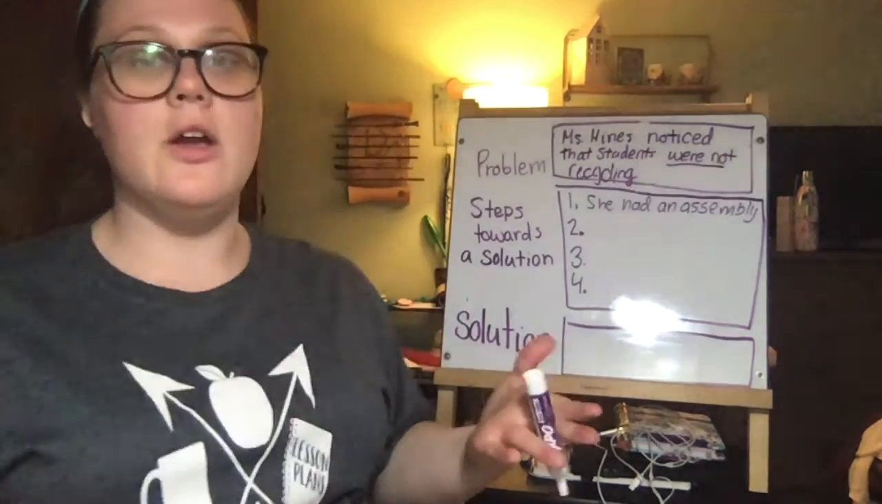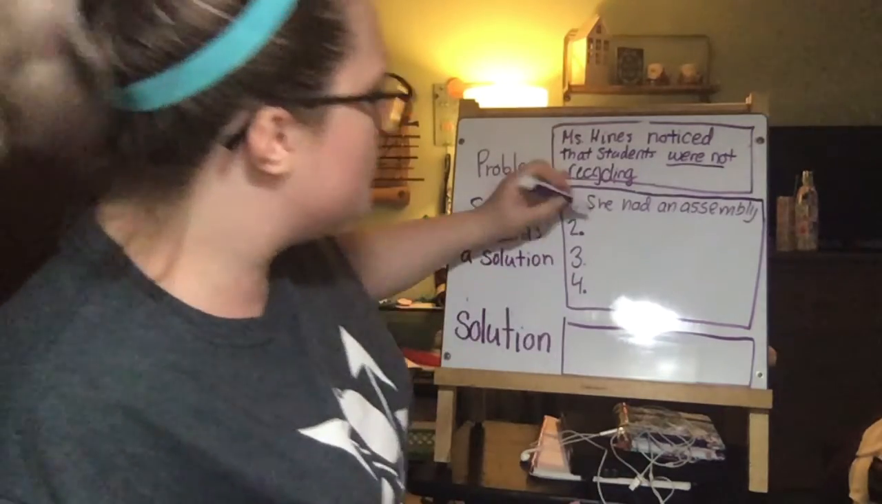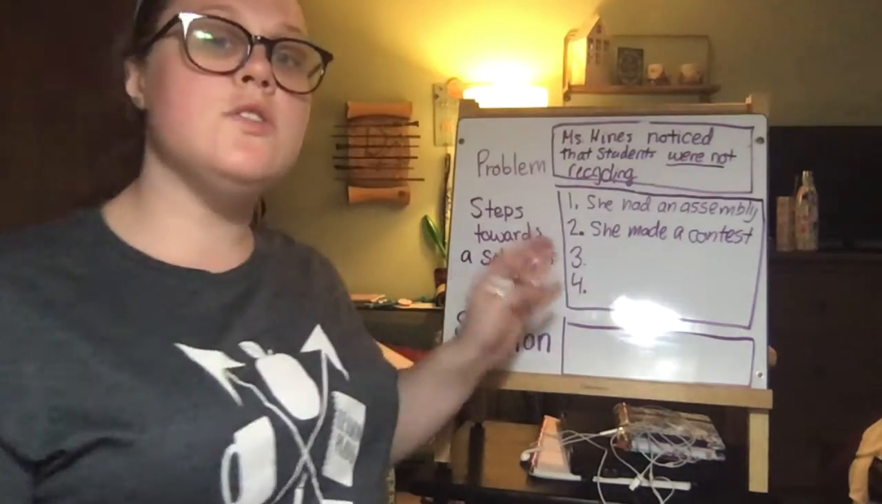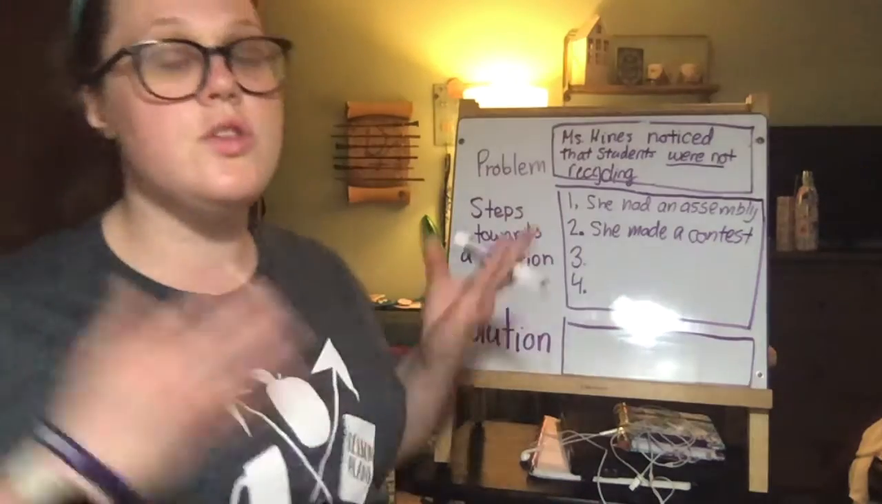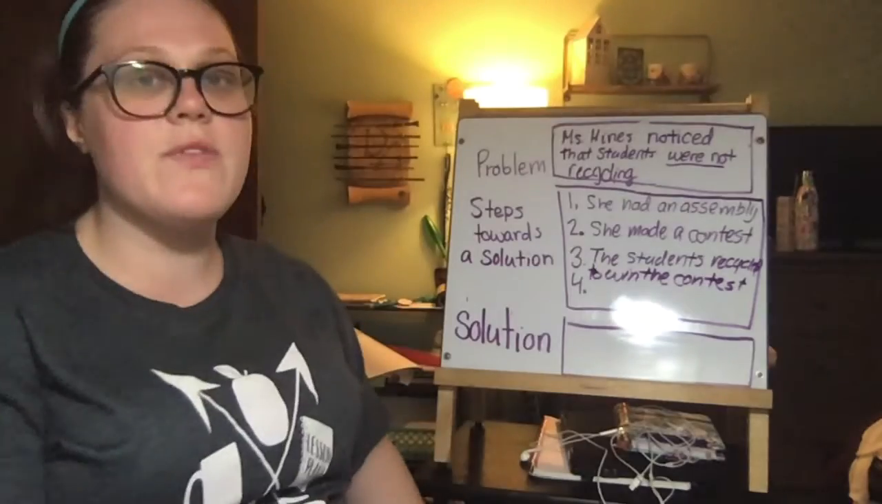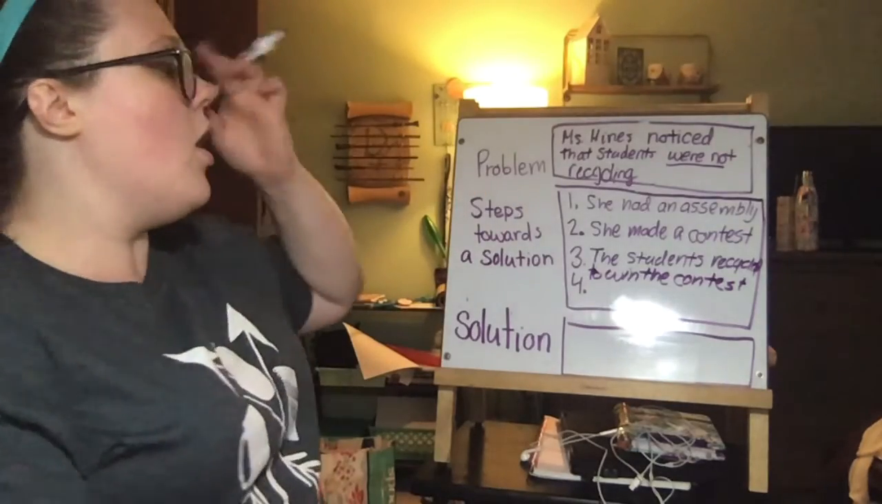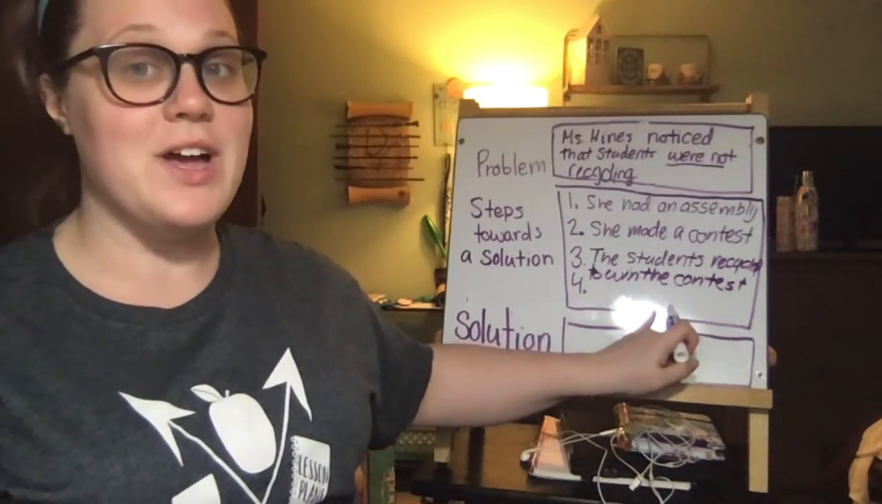So what we learned was that the assembly was not enough. She realized she had to do more, so she made a contest. When we're doing the steps towards the solution, we also want to think about what other characters were doing. So the students got really competitive and they started recycling as much as they could. And the solution can be really tricky because our ultimate solution is that the students won the contest.